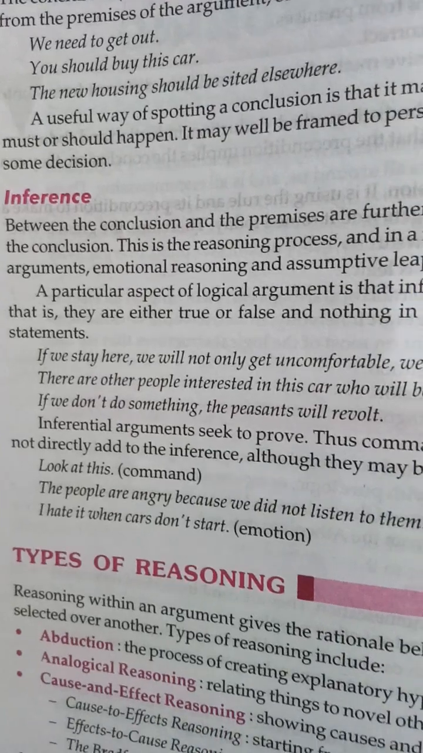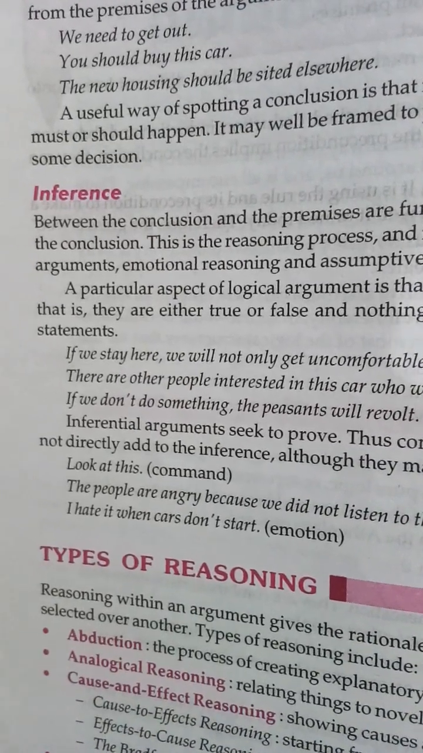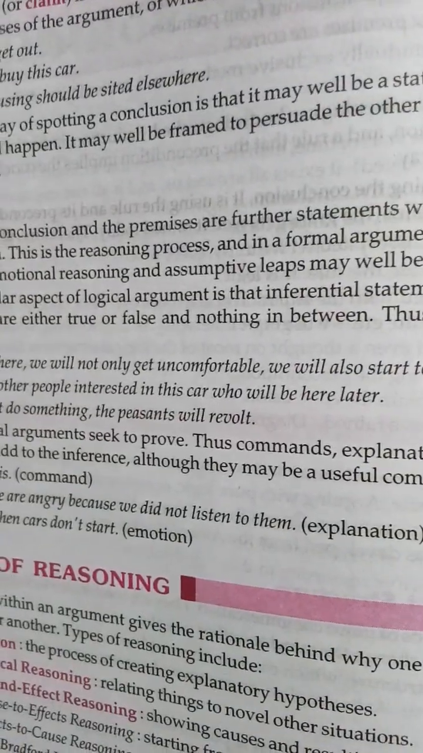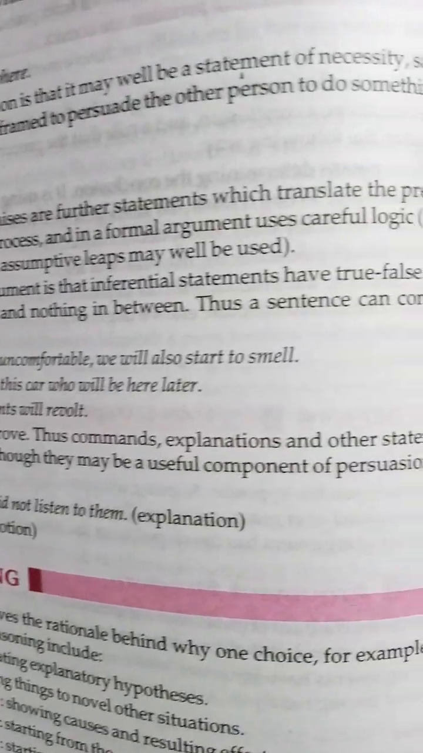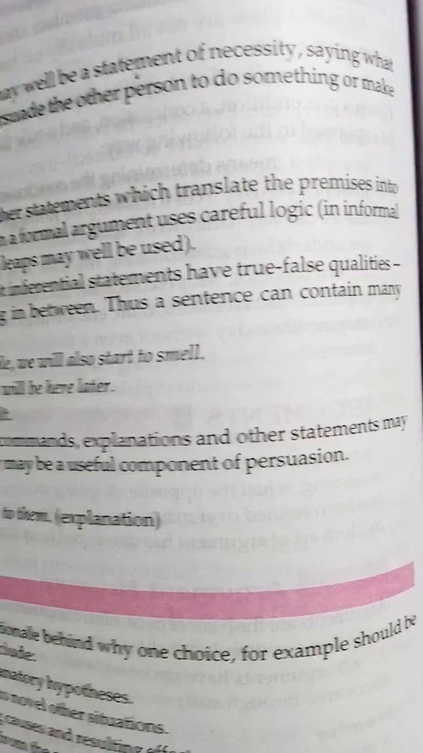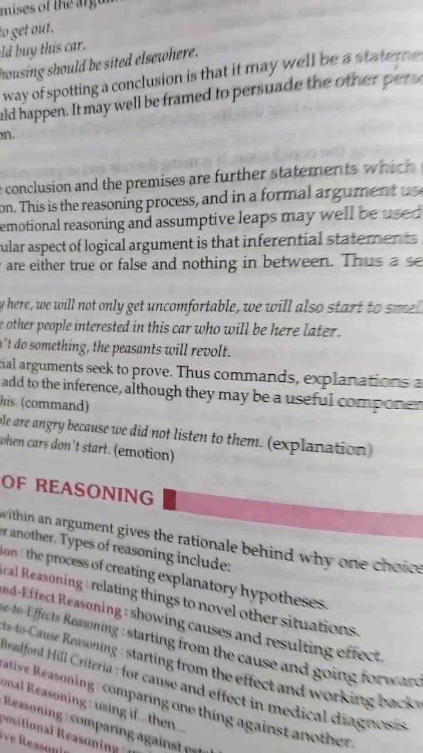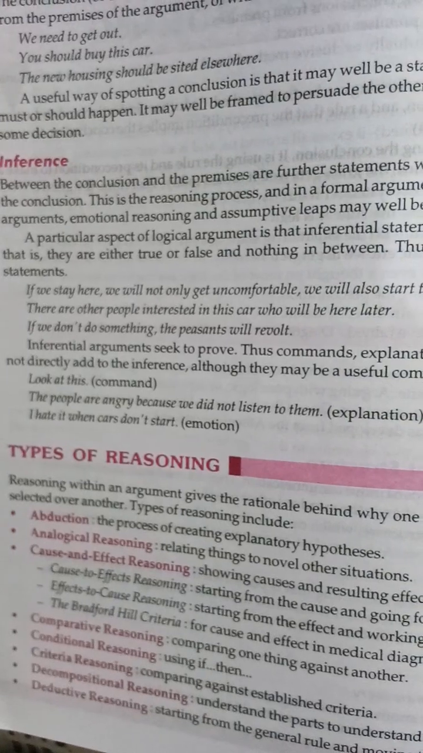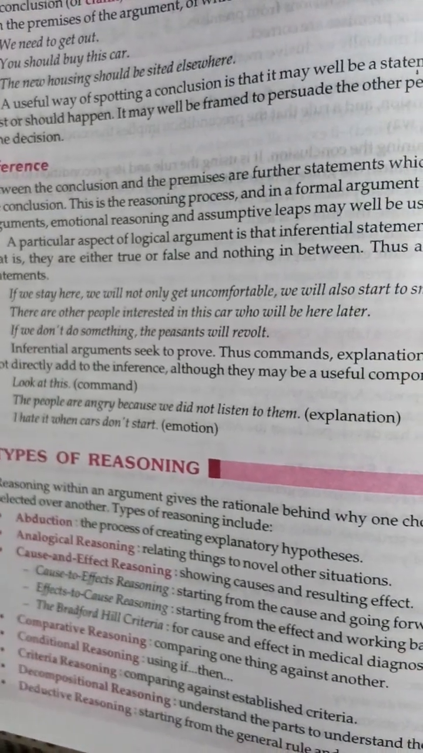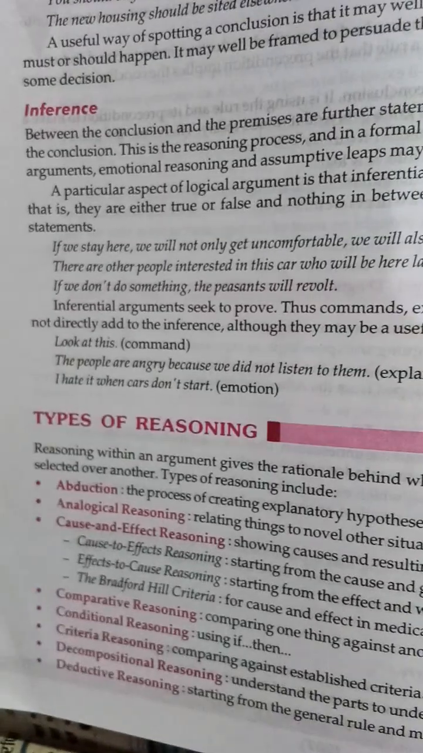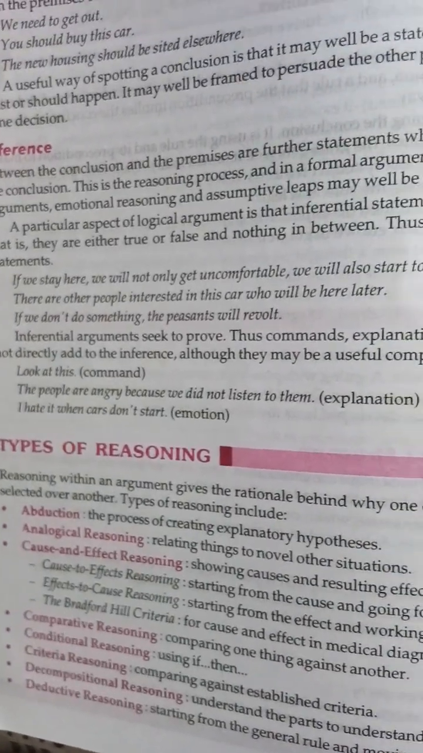Next is the inference. Between the conclusion and the premises are the further statements which translate the premises into the conclusion. This is the reasoning process, and the formal argument uses careful logic. In informal arguments, emotional reasoning and assumptive leaps may well be used. A particular special logical argument is the inferential.